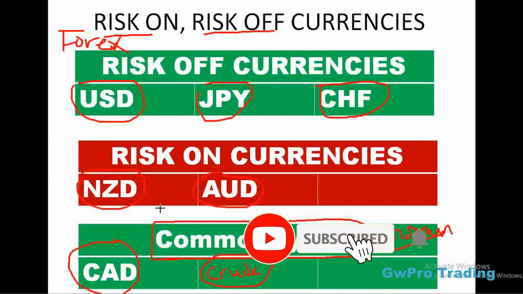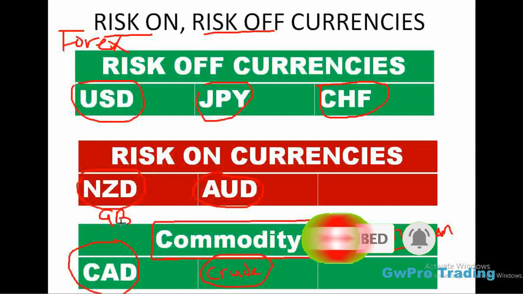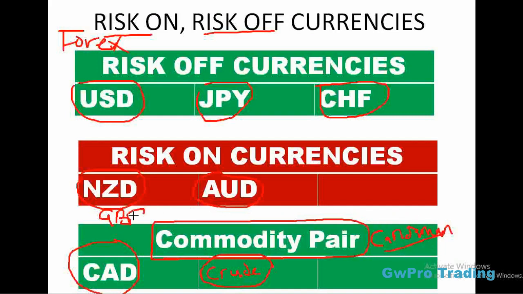All right, so you might want to ask why GBP and Euro is not here as part of the risk on assets. By the end of this video, you will be able to identify why GBP and Euro is not part of this group of the risk on currencies. All right.